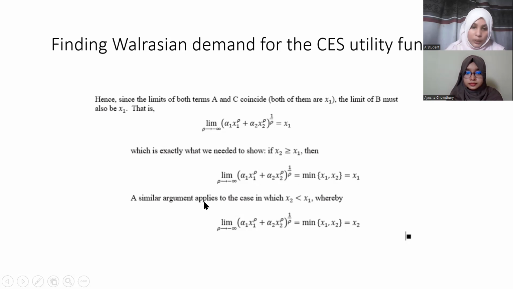A similar argument applies to the case in which x2 is less than x1, whereby the limit case of (alpha 1 x1 to the power rho plus alpha 2 x2 to the power rho) whole to the power 1 by rho equals the minimum of x1 and x2, which equals x2. This isn't related to our question, but we can also derive it, so we showed it here, and hence our question and the solution end. And Aisha, if you have any question, please feel free to ask.